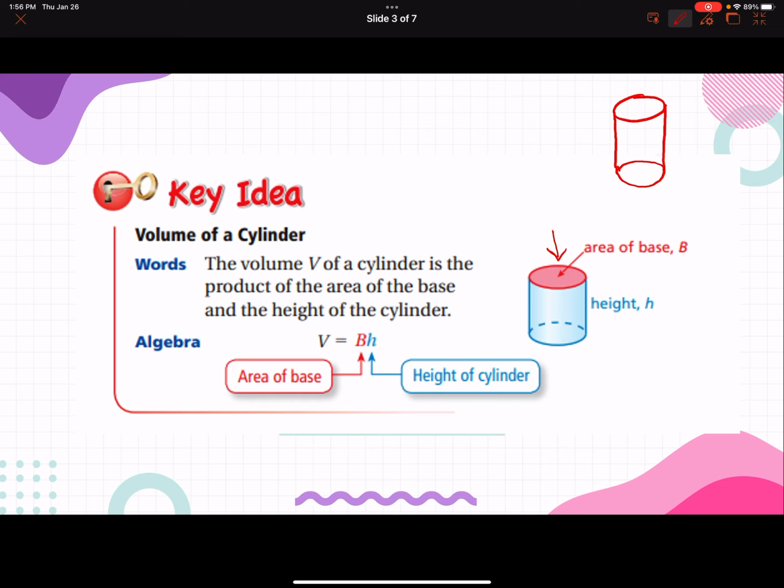So we learned this yesterday. The volume of any shape is just the area of its base times how tall it is. So in this case, I've got the area of a circle, that's my base. And then I'm stacking that base on top of itself over and over, so I've got to multiply that by how tall it is.